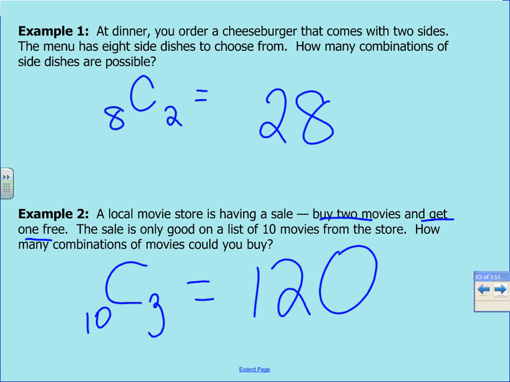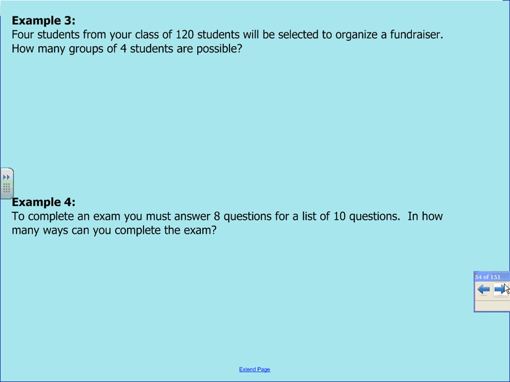All right, 3. 4 students from your class of 120 will be selected to organize a fundraiser. How many groups of 4 students are possible? So what's the setup of this? I want to start with the setup. Jeremy, how do we set this up? Good. So 120 students, you're choosing groups of 4.